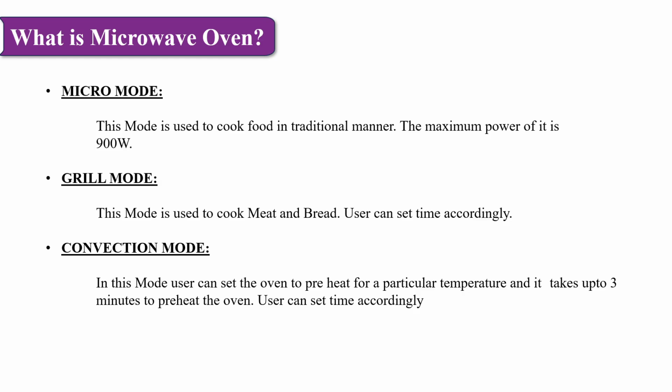Next one is convection mode. In this mode, the user can set the oven to preheat to a particular temperature, and it takes 1 to 3 minutes to preheat the oven. The user can set the time accordingly. It's all about how much time it takes to preheat. I used 1 minute to preheat the oven, but we can set up to 3 minutes or as per your wish.